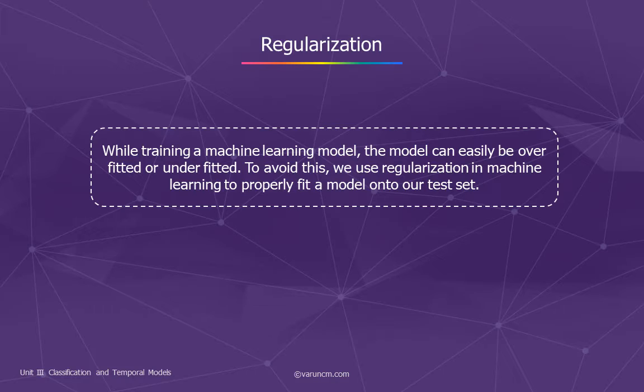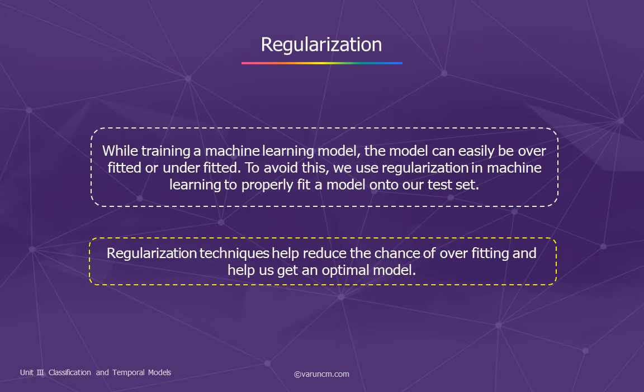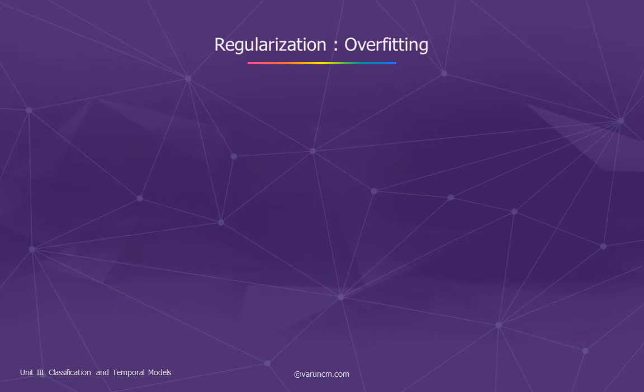So regularization in machine learning is used to properly fit a model onto our test set. What it does is it helps to reduce the chance of overfitting and helps us to get an optimal model. So that is the major reason for using this regularization. Before getting into the regularization, let us see what is overfitting and what is underfitting.